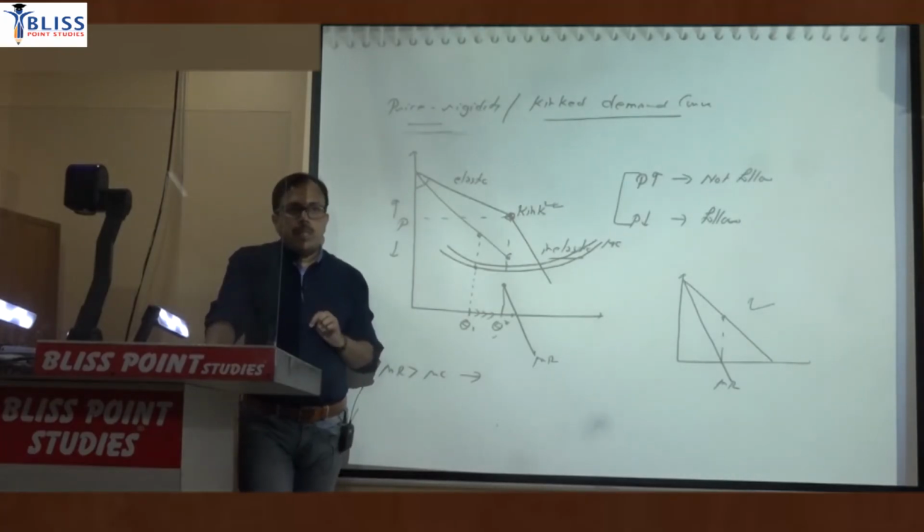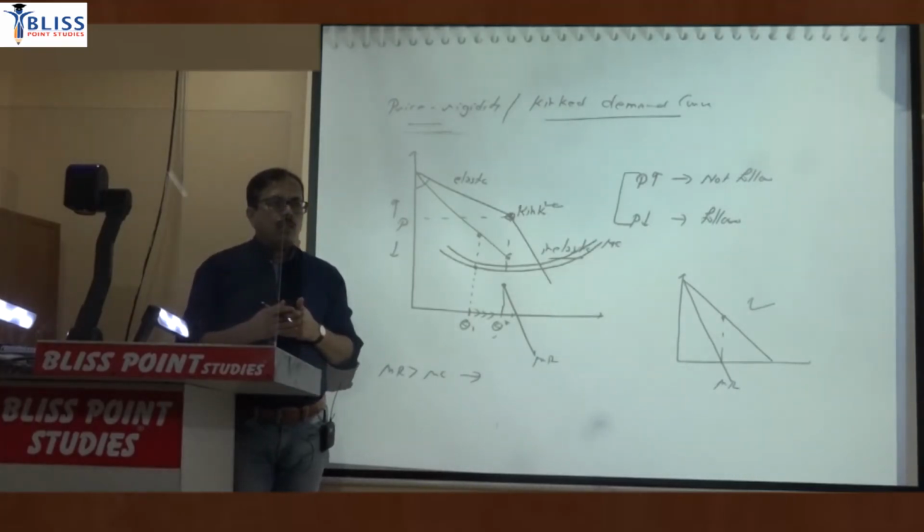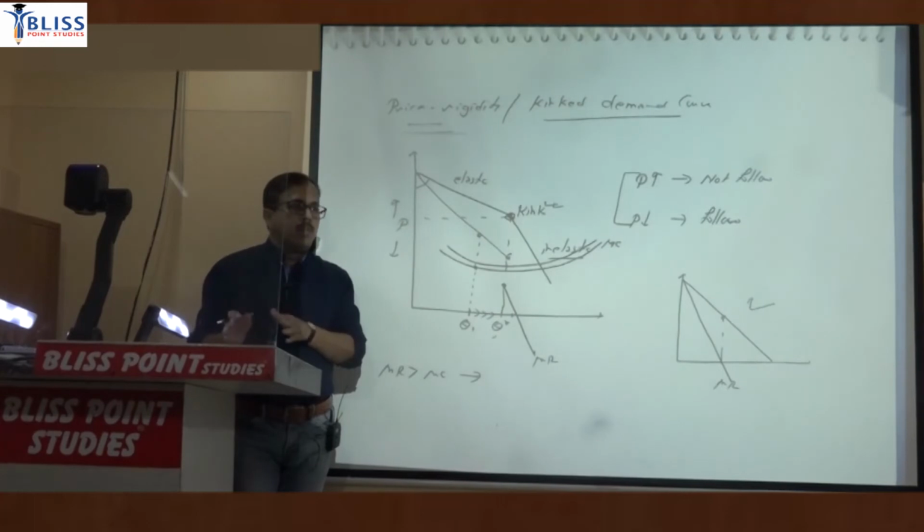यह price determination की theory नहीं है. Price determine कहाँ पे होगा वो नहीं बता रहा है. सिर्फ क्या बता रहा है, जहाँ पे भी determine है वहाँ पे वो rigid रहेगा. So it is basically a description of rigidity of price.